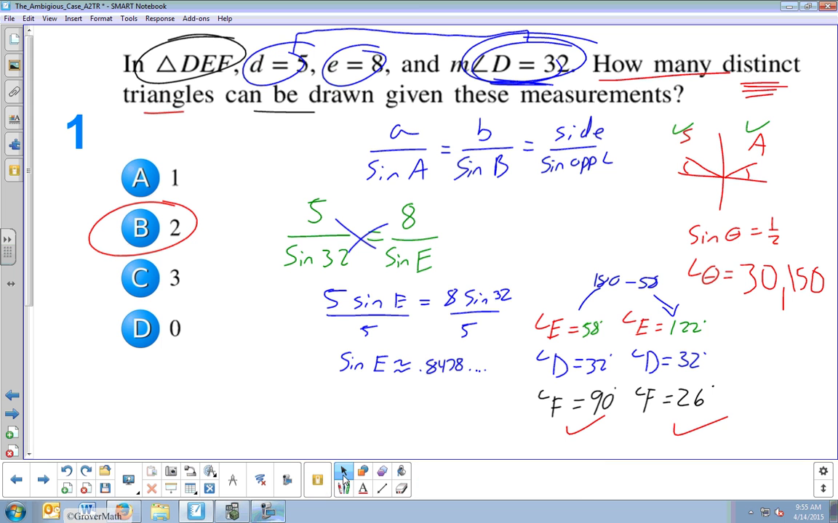Let me just give you a quick 2-second recap. Set up your law of sines with what you have. Cross multiply to find sine E. Second sine, second answer to get angle E. Supplementary with that gets you the other angle E. Test them with the angle you have. See if you can find a potential third. If you can, they work. If you can't, they don't.